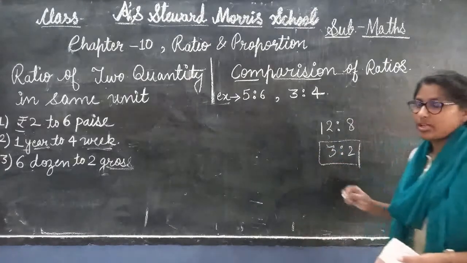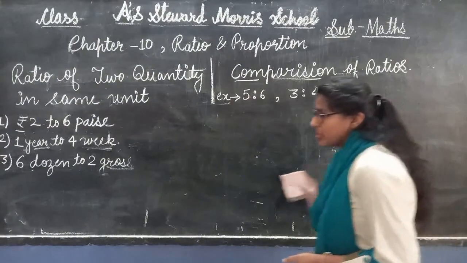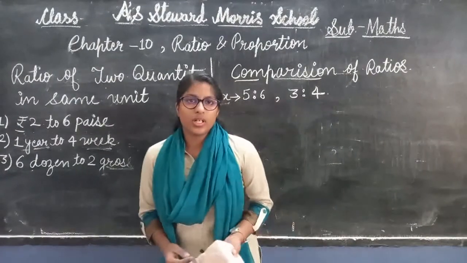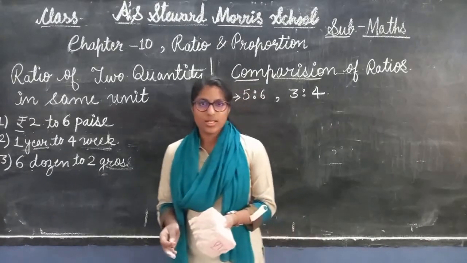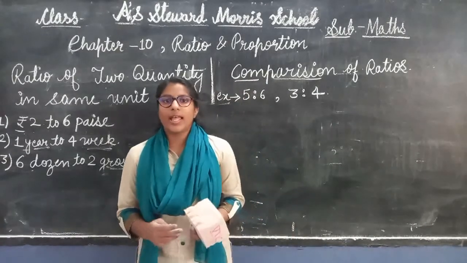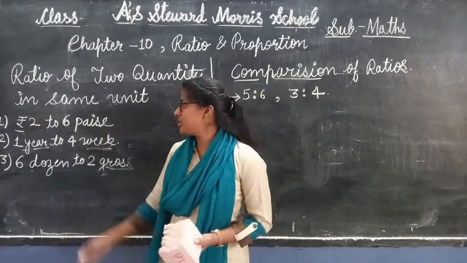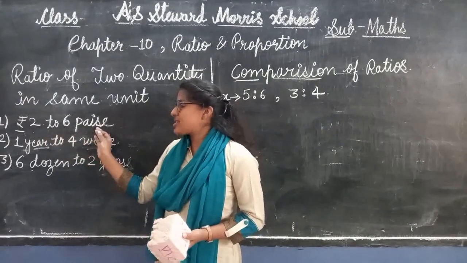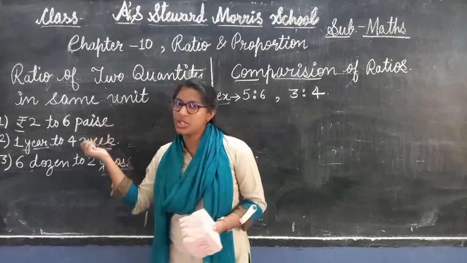But if you do not have similar kinds of units, you need to convert to the same unit first. Firstly you need to convert the units to the same nature, and then you can express in the form of ratio. How? Let's see here. If rupees and paisa are given, we need to convert into paisa. Yes, we need to convert into the smaller unit.